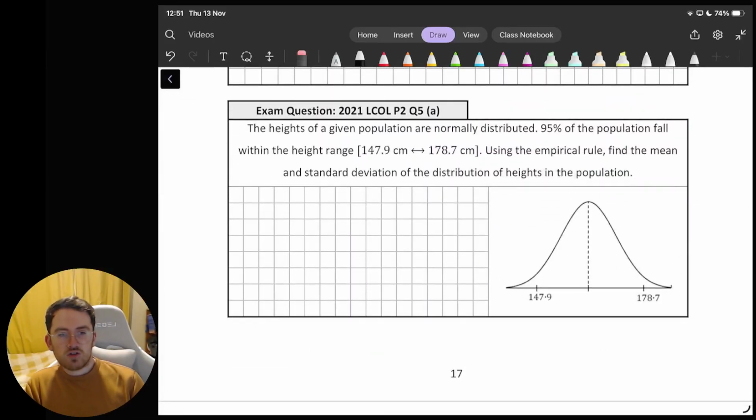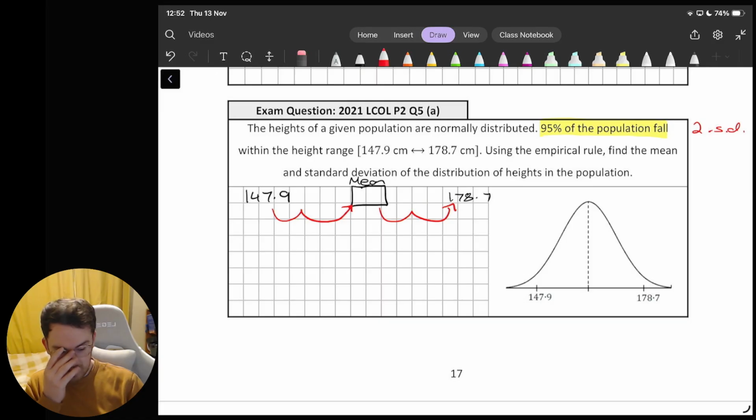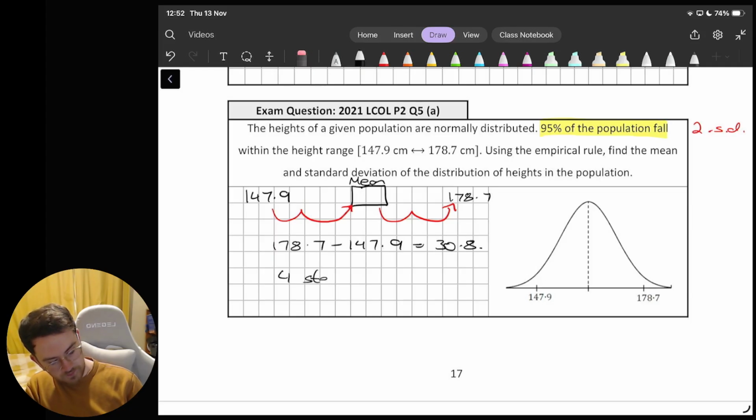One last question for us from 2011. The heights of a given population are normally distributed, very similar to the last one. This time it's 95%, which we'll make a little note for ourselves. We know that's 2 standard deviations, bringing me to 95%. So if we look at how that would work, to go from 147.9 to my middle mean value, and then onwards to 178.7, we would have to do 2 steps and 2 more steps upwards. So let's calculate the distance here. 178.7 minus 147.9. So what is our distance here? It's 30.8, and that is 4 steps.